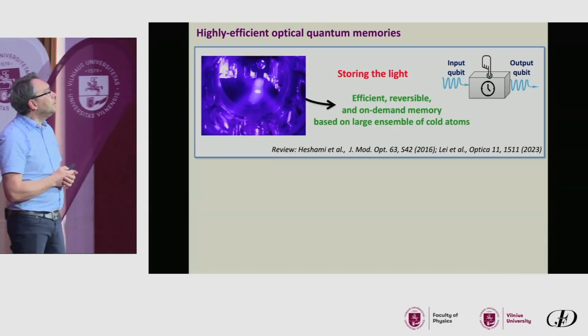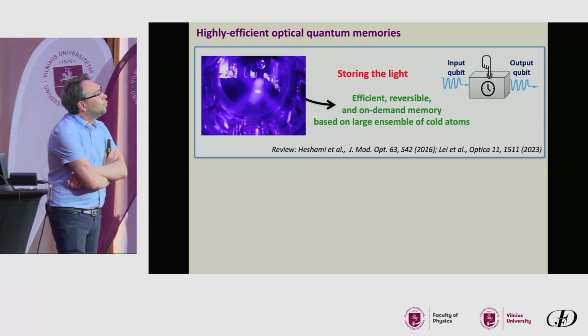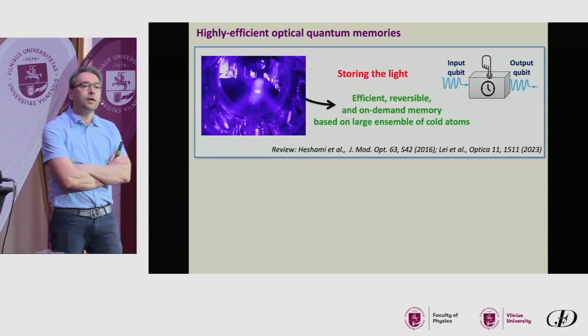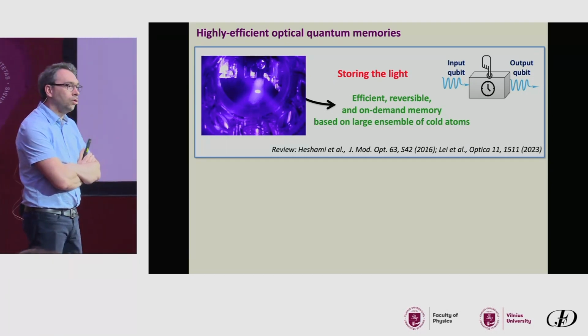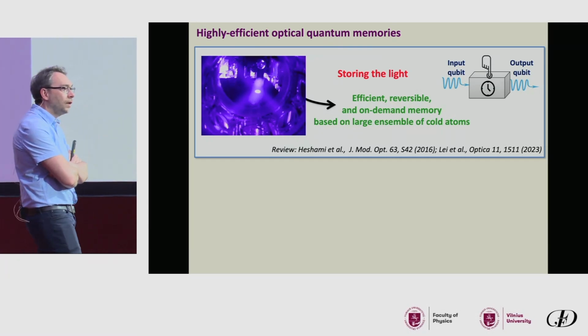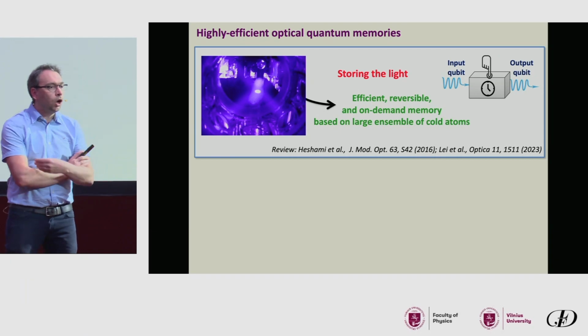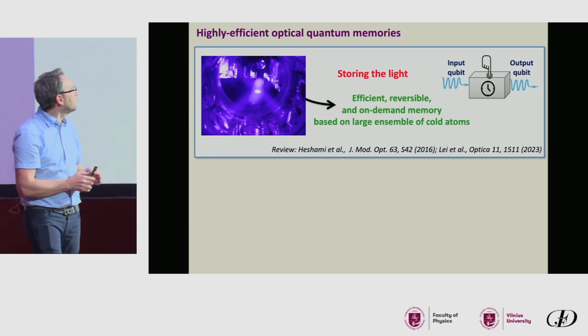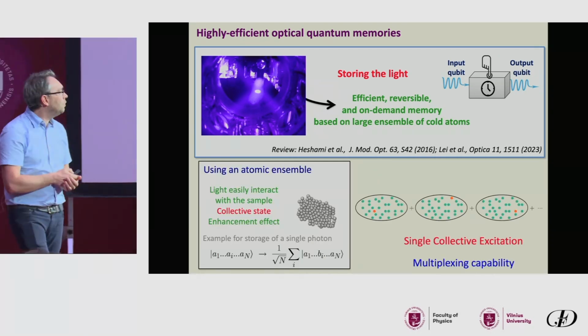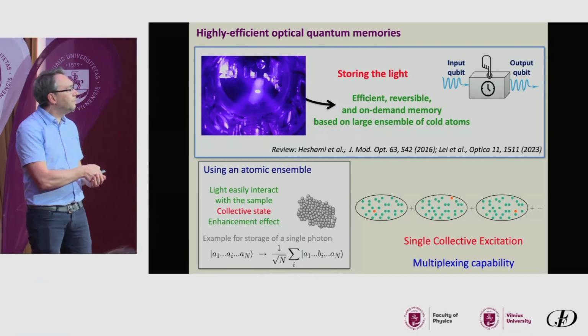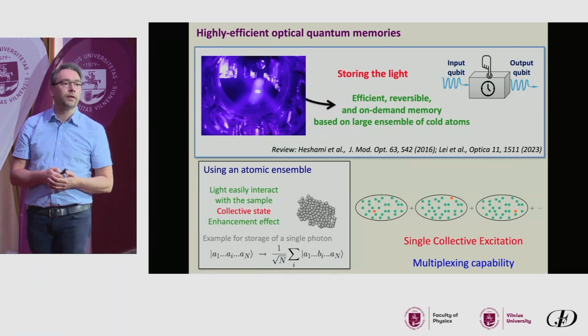What we have been doing in my group for a long time now is working on quantum memories based on atomic ensembles. So no single atom, where you don't know where to catch the atom. Here we are using a very large atomic ensemble. And what you do when you use a very large atomic ensemble is typically use what we call a collective state, which will lead to an enhancement effect.